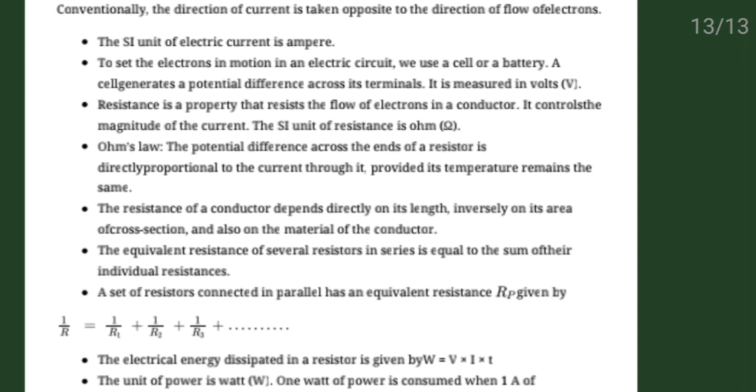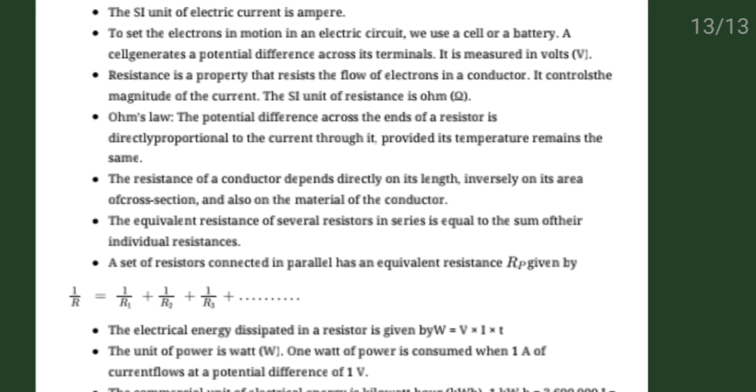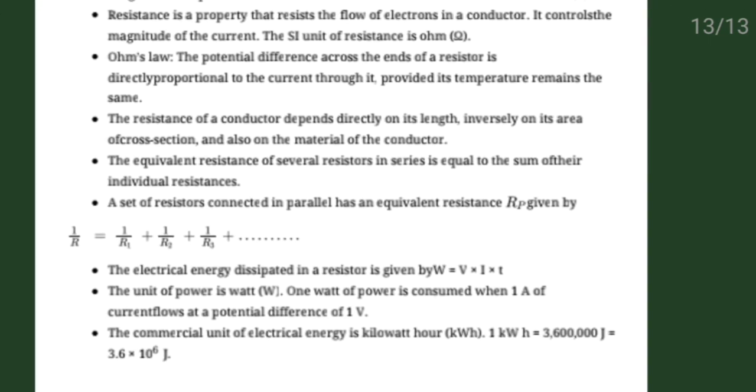The electrical energy dissipated in a resistor is given by W is equal to VIt. The unit of power is the watt. 1 watt of power is consumed when 1 ampere of current flows at a potential difference of 1 volt. The commercial unit of electrical energy is the kilowatt hour. 1 kilowatt hour is 3600000 joule, which is equal to 3.6 into 10 raised to 6 joule.